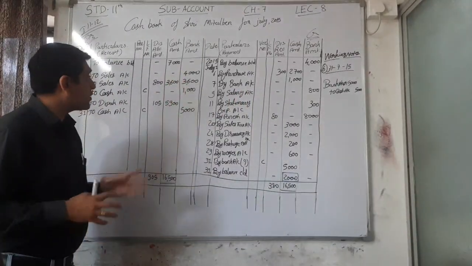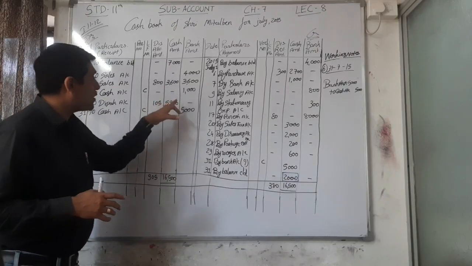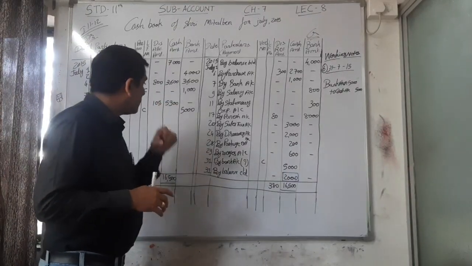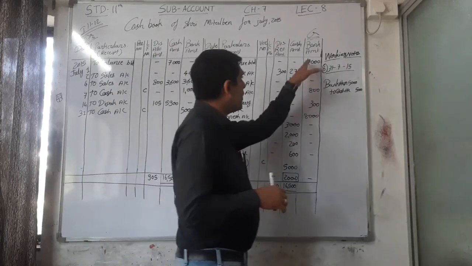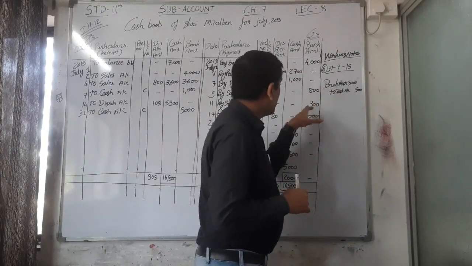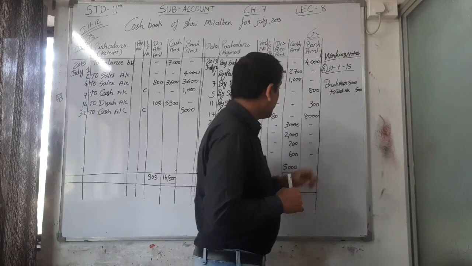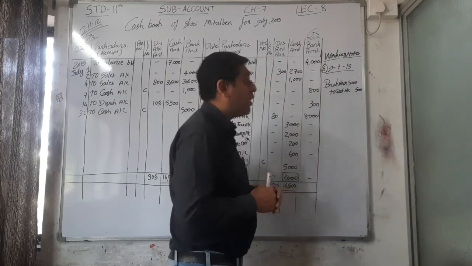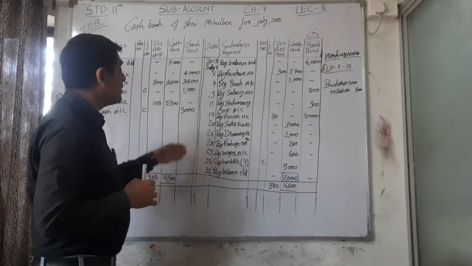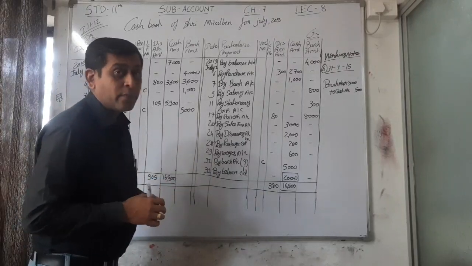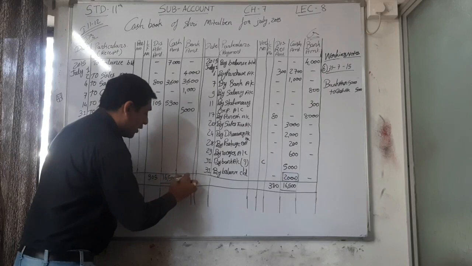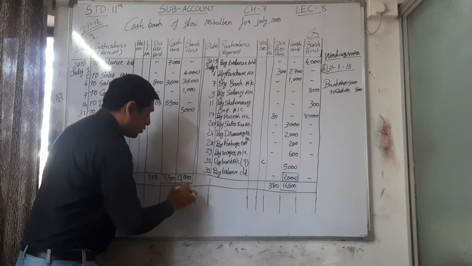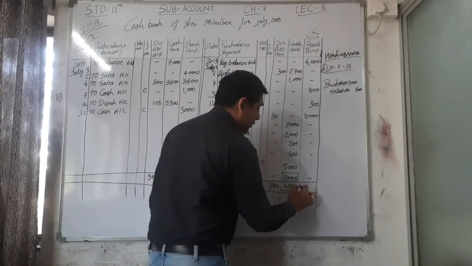So 4 plus 3 plus 1, that is 8. 8 plus 5, 13,600 is the total. Here 8 plus 4, 12, 13,100. Here the total is 13,100. Here the total is 13,600. So again, the total on the debit side is higher. So we have to write down this total, 13,600, on both sides.